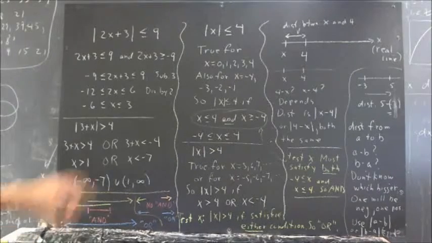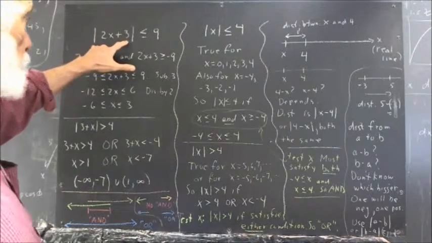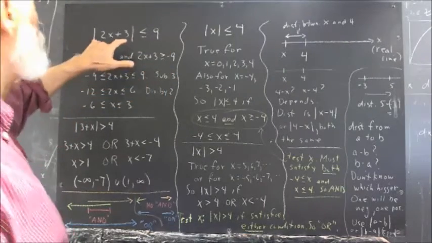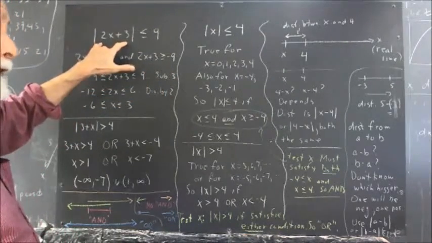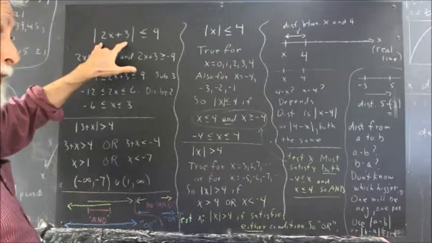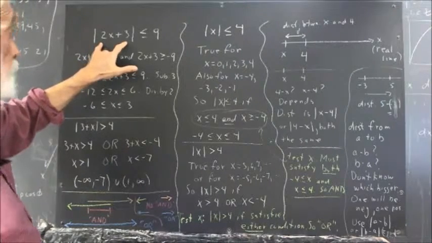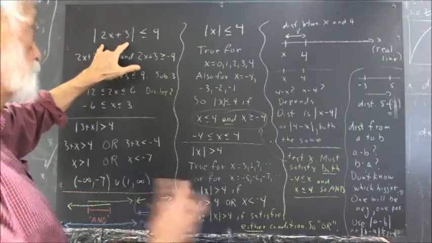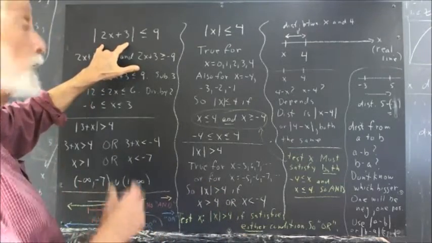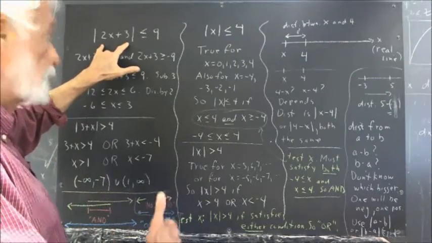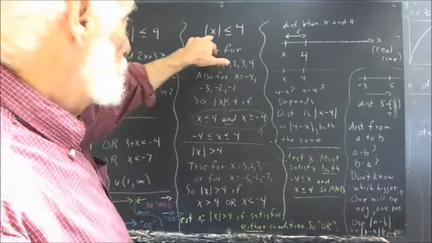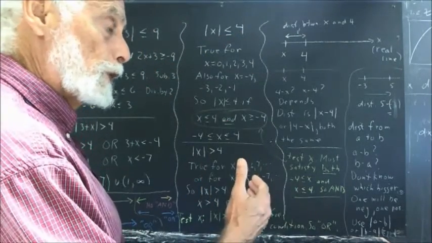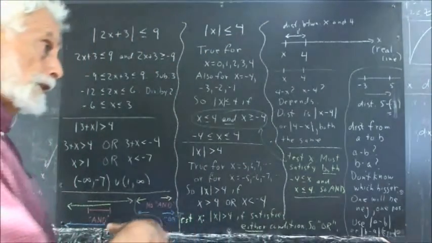Now we consider the inequality absolute value of 2x plus 3 less than or equal to 9. If the absolute value of 2x plus 3 is less than or equal to 9, that's satisfied as long as 2x plus 3 is less than or equal to 9, and also greater than or equal to negative 9. Just as we've seen that the absolute value of x would be less than or equal to 4, provided x is less than or equal to 4 and greater than or equal to negative 4.